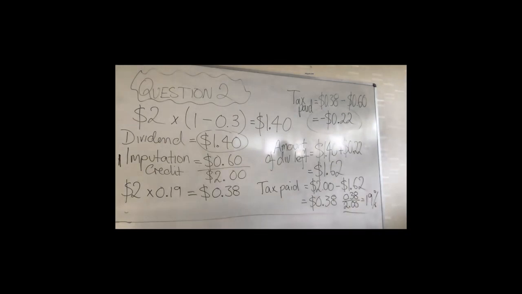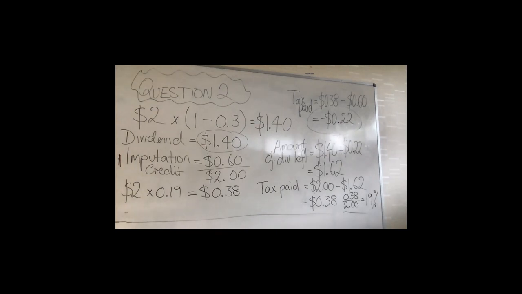But the whole process actually goes this way: you get paid a dividend of $1.40, and you get a tax credit of 60 cents. In this case, your total taxable income will be the $2, which is $1.40 plus the 60-cent credit. Then from that, you work out the tax paid, which is $2 times 19%. But because the company already pays 60 cents tax for you, you owe them 38 cents.